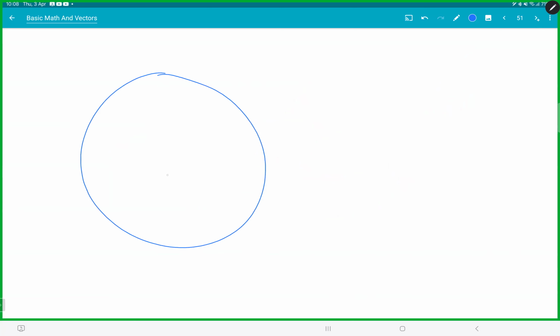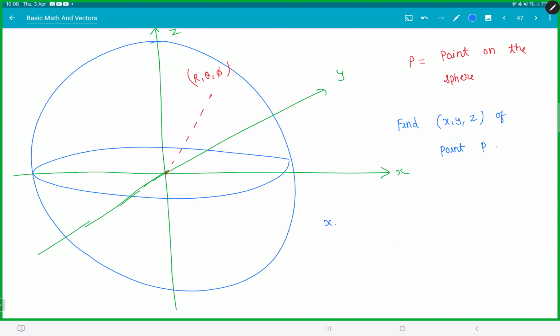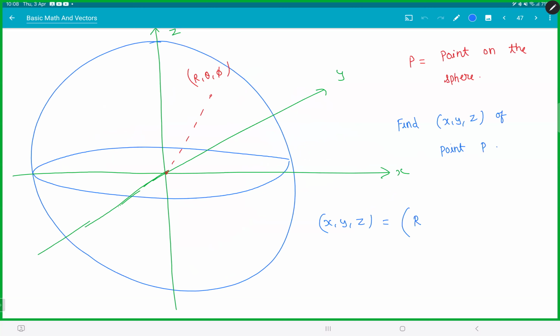So if you have a coordinate, I'll just write on the final answer here. You can note it down. Quite a useful result, saves you time. So the coordinates x, y, z will be: r cos theta cos phi, r sin theta cos phi, r sin phi. So this is your x coordinate, this is your y coordinate, and this is your z coordinate.